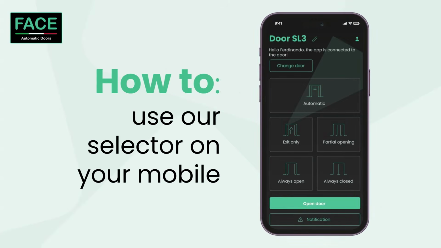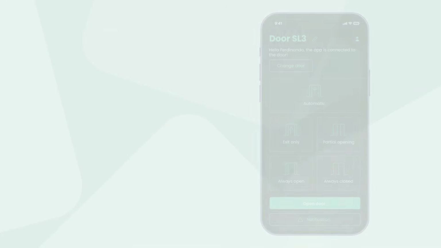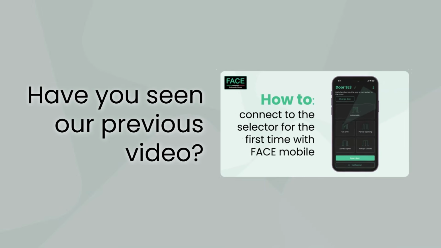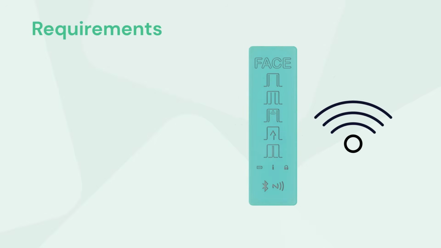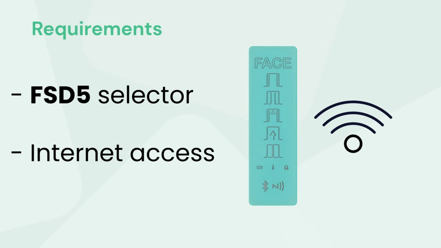Hey there! Let's quickly look at how to use the 5 working modes of the virtual selector. Have you seen our previous video? If so, you're ready to dive into the functions. To proceed, you will need the FSD 5 selector and an active internet connection.